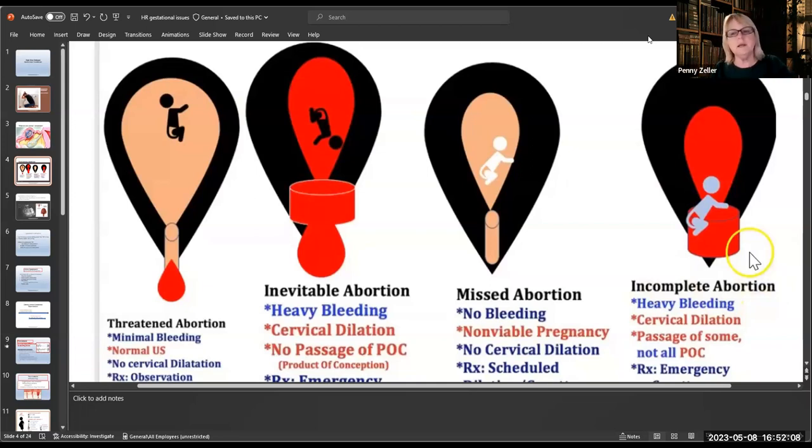And then, of course, the incomplete would be open cervix, heavy bleeding, pain. Some of the baby has passed, but there are still retained products of conception. The two that you really need to be most familiar with are the threatened abortion, where the cervix is closed and she's not having any pain but she's bleeding a little bit. That could indicate something else other than a threatened abortion. The next one is she's hurting and she's bleeding. She's in that first trimester, inevitable because the cervix is open and it's really bleeding.